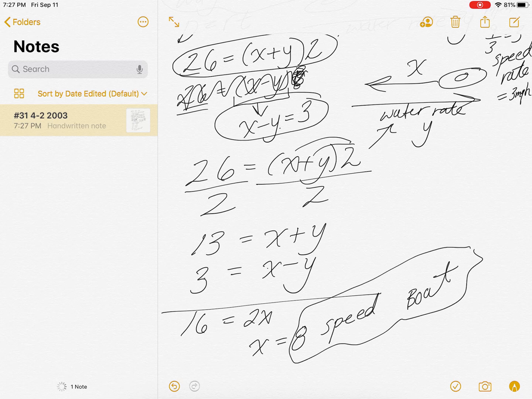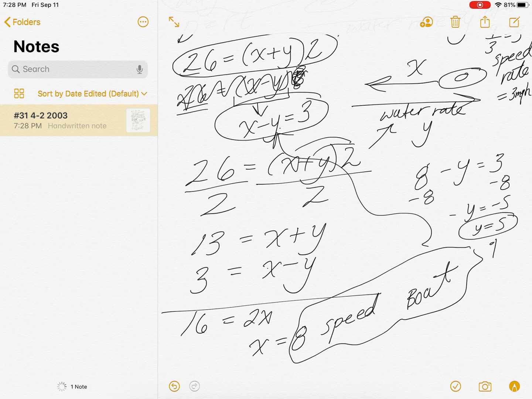So now if we needed to figure out the rate of the water, think about it, you could just go back right here and plug it in. So we knew that 8 minus y equals 3. Then negative y equals 3 minus 8, so negative y equals negative 5. Therefore, y equals 5. This is the speed of the water. I think it did just ask on that one the speed of the boat. So that would be the end of that.